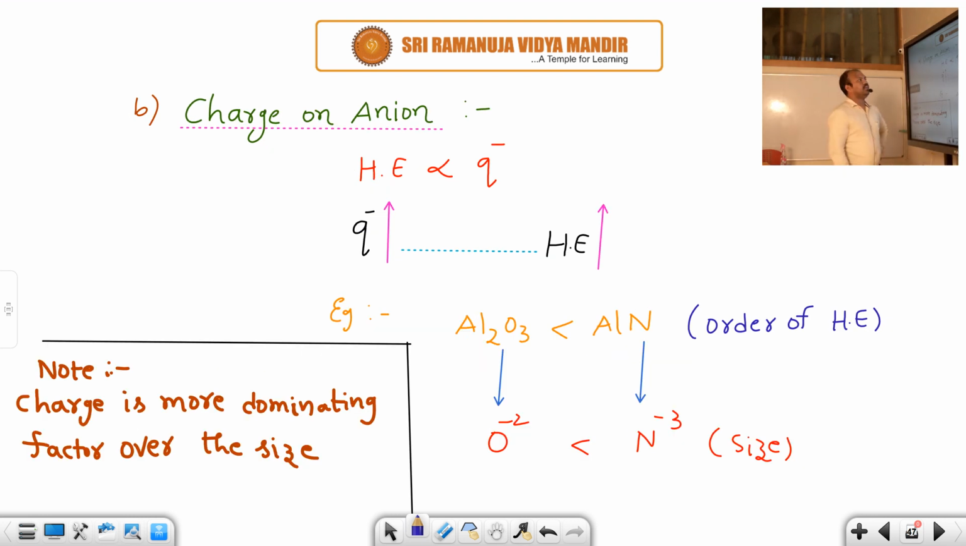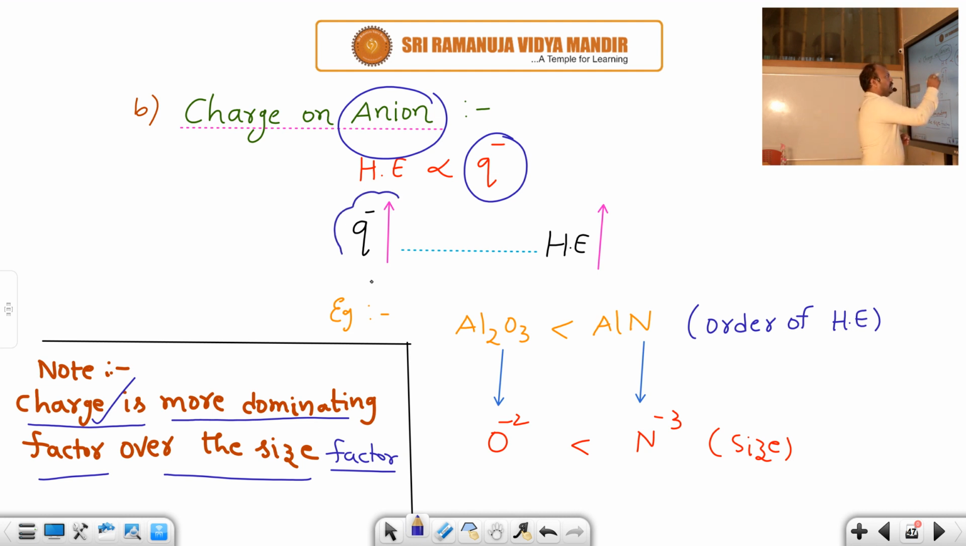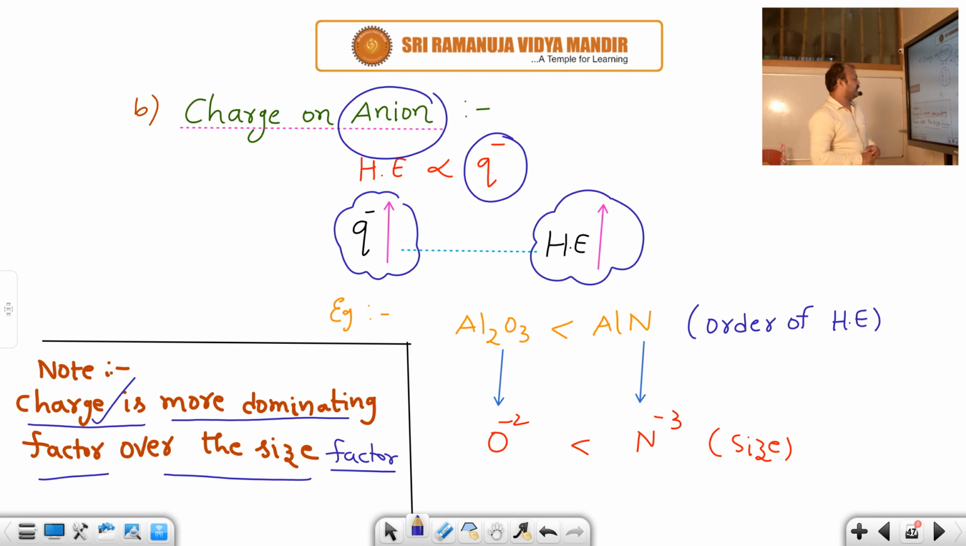And another case, charge on the anion. Here you should remember one point: charge is always a more dominating factor over the size factor. If you compare charge and size, which is the more dominating factor, students? Charge is the more dominating factor. So hydration energy is directly proportional to the charge of the anion. When the charge on the anion increases, hydration energy increases. Of course, charge is the more dominating factor over the size factor.